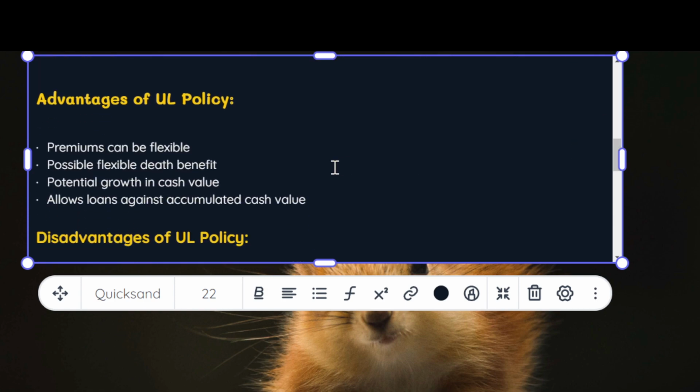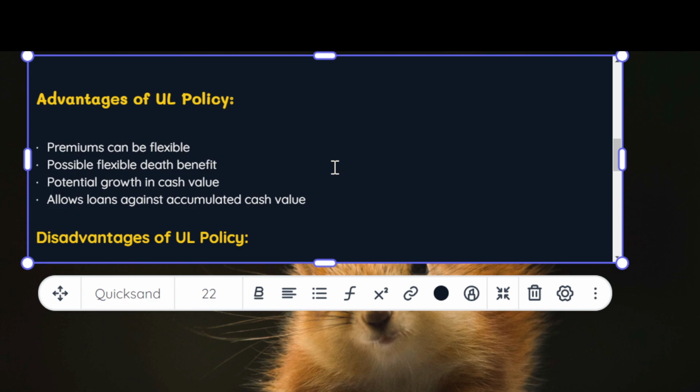So now looking at the advantages and disadvantages of a universal life. The main advantage is premiums are flexible, which is not there in your whole life or in your term life insurances. Then there is a possible flexible death benefit as well, right? So you have the option of changing your death benefit. It can increase your death benefit if your cash value increases, right?